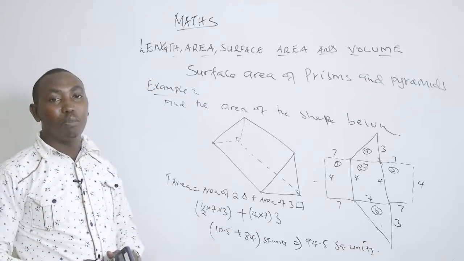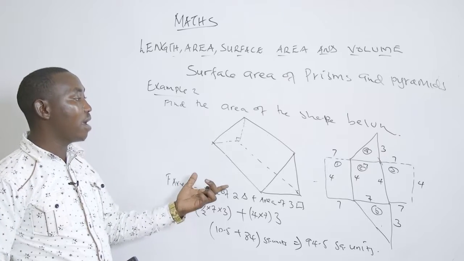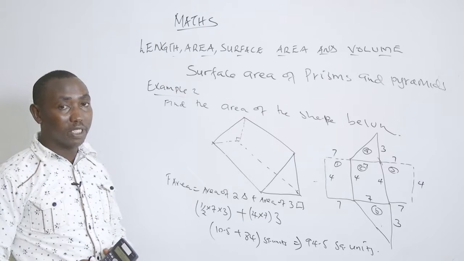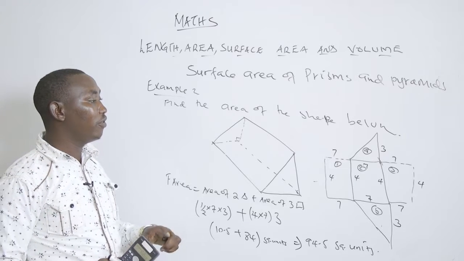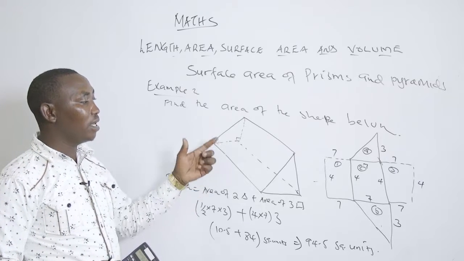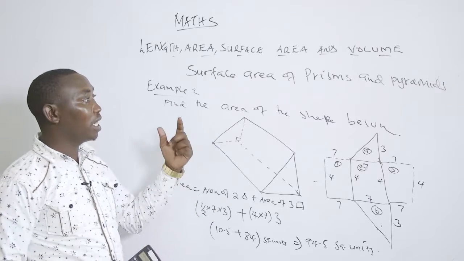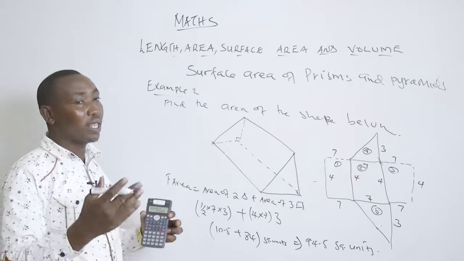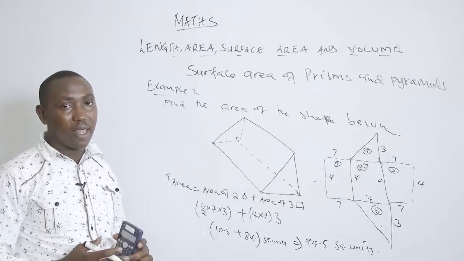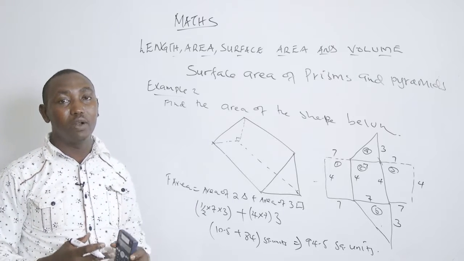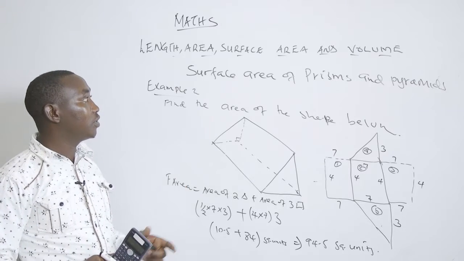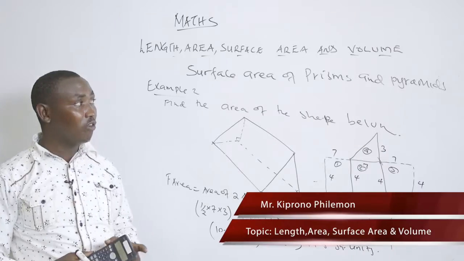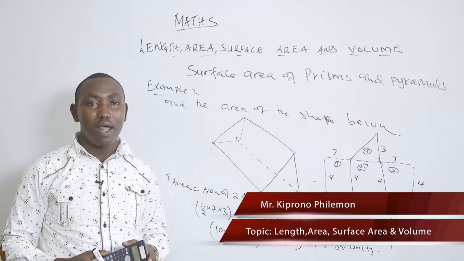This is how we can find the area or the total area of a given prism. Always ensure that before you proceed, first come up with the net of that particular prism or pyramid before you continue to either add or subtract the other shapes which are known. This brings us to the end on how we can find the surface area of prisms and pyramids. Thank you.